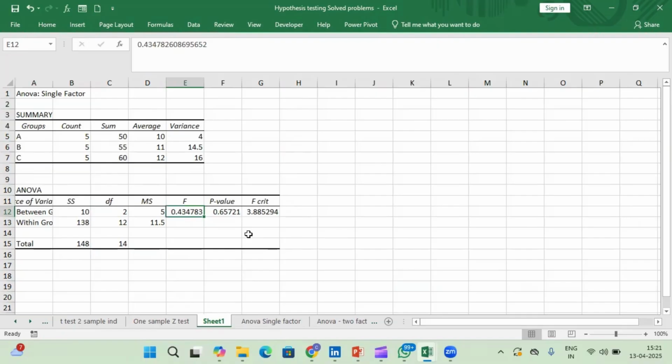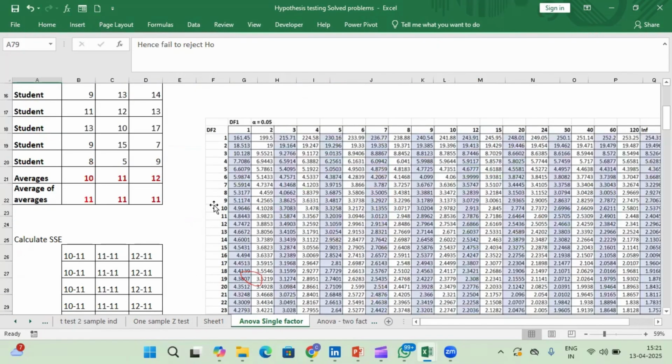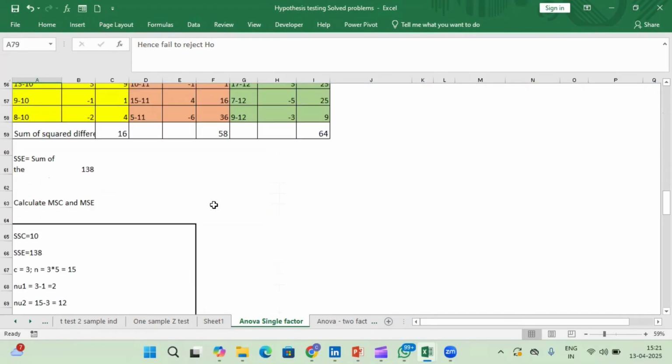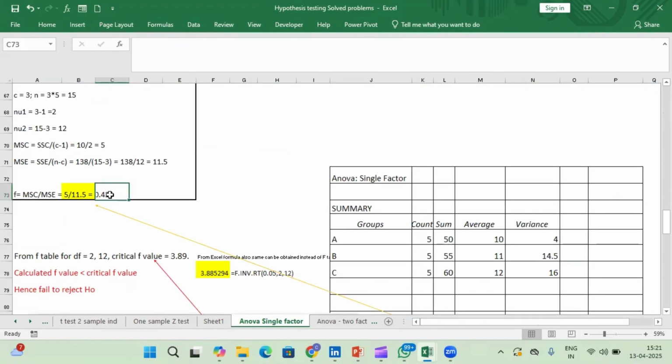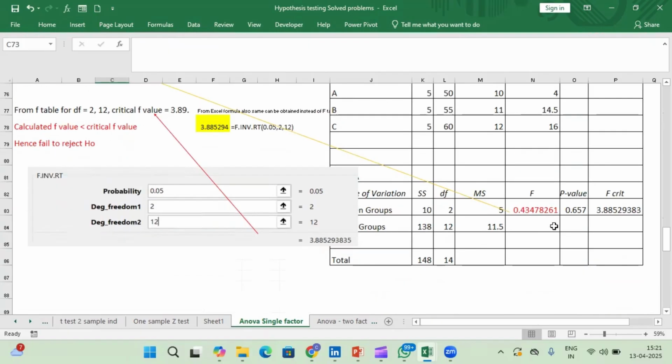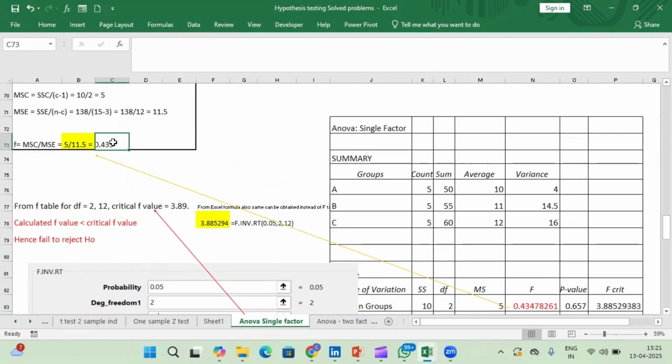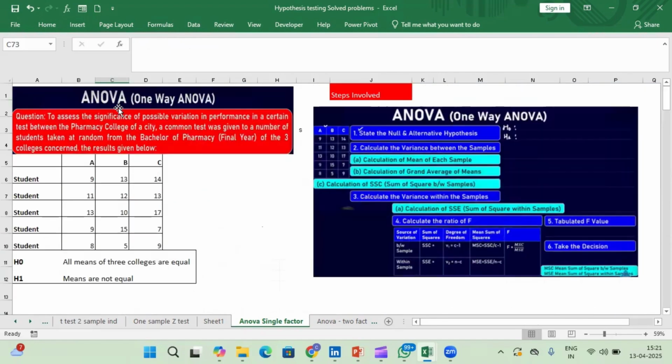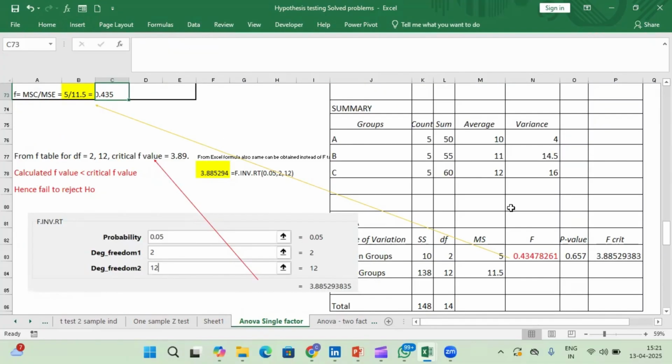So I get the same thing. And you can see that 0.435 is the same as the 0.435 I got here after so much calculation. So the same thing is repeated here. So 0.4347 is nothing but 0.435. That has been compared with this one by the formula. So all these calculations are done using this ANOVA single factor.